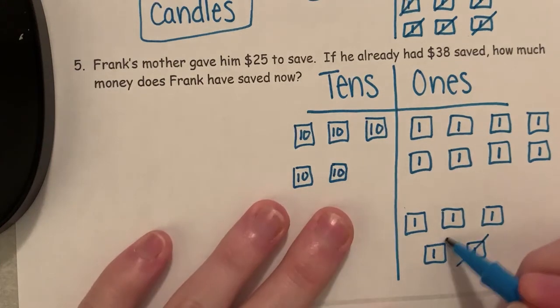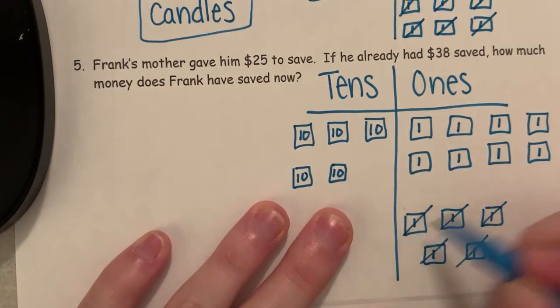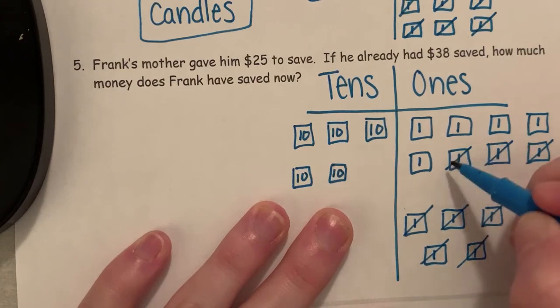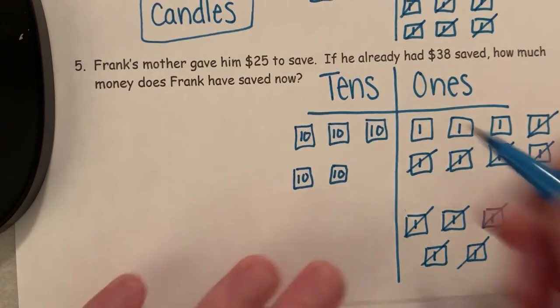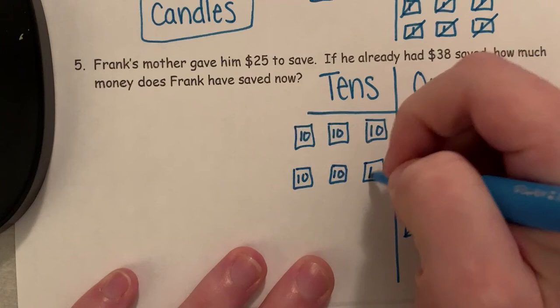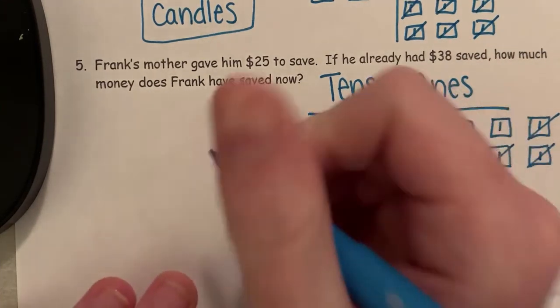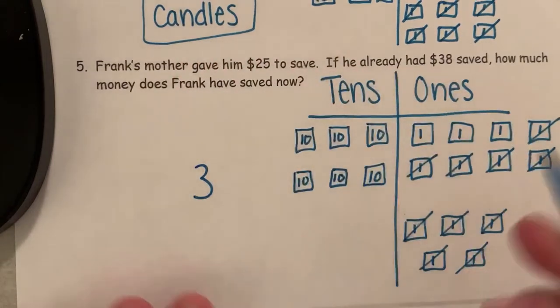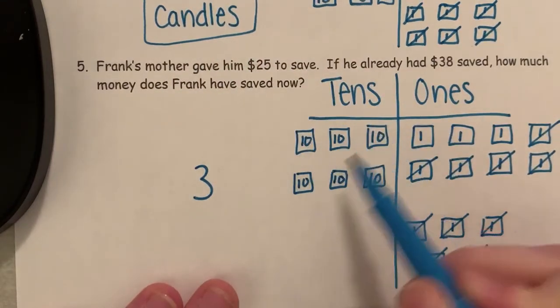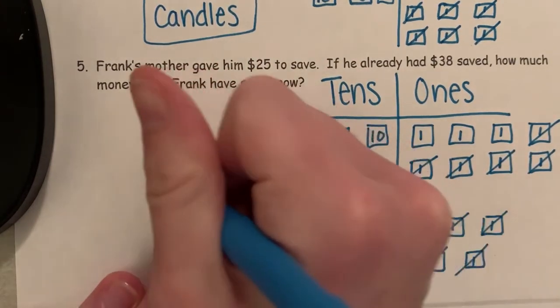All right, so let's see if we can make a 10 again from our ones. So we have 1, 2, 3, 4, 5, 6, 7, 8, 9, 10. So we can make a 10. So we're going to have 1, 2, 3 left in our ones place. And we're going to have 10, 20, 30, 40, 50, 60.